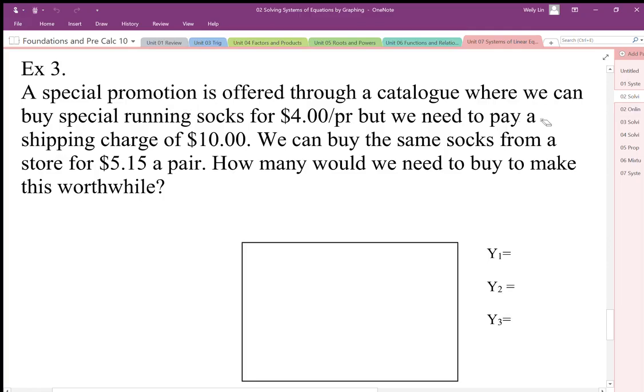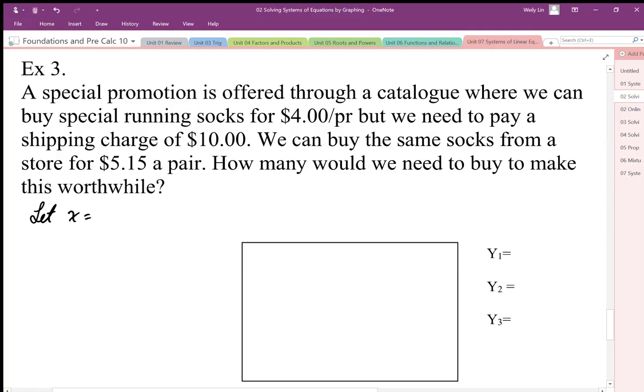So we need to pay a shipping charge of $10. So that's my cost. We can buy the same socks from a store for $5.15 a pair. So how many would we need to buy to make it worthwhile? So first of all, we need to let X equal. Okay, so in this case, the quantities we're relating are dollars to pairs of socks.